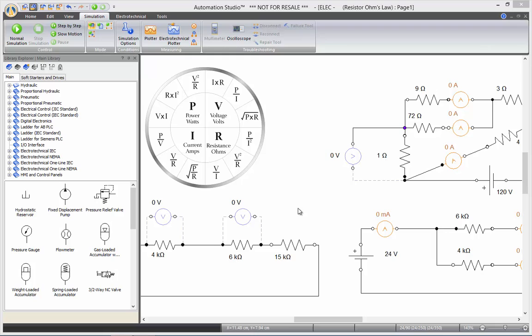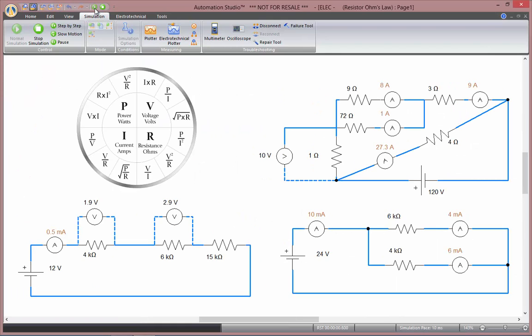In this video, we'll be looking at the multimeter and the oscilloscope. To do so, we'll be going through three demonstration files and explain how to use those instruments. So let's get started. When in simulation mode, you have access here to the multimeter and oscilloscope. To activate them, simply click onto it.